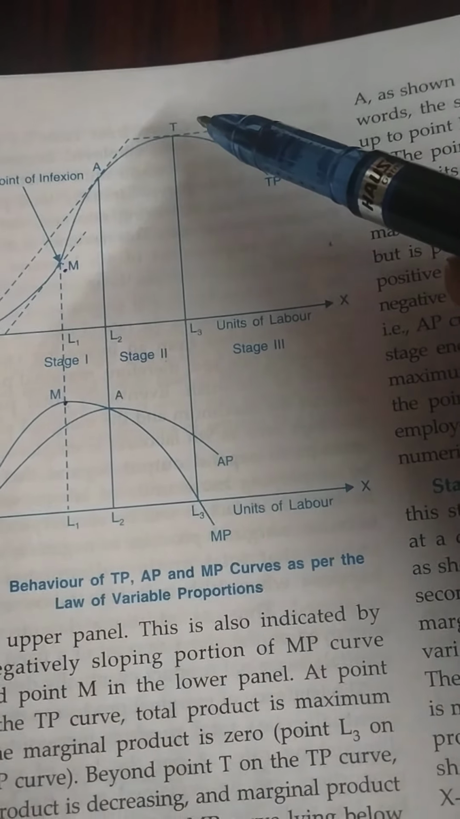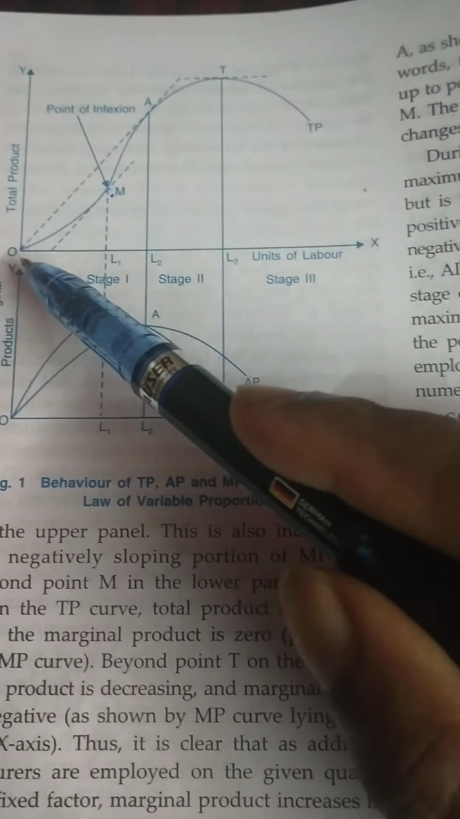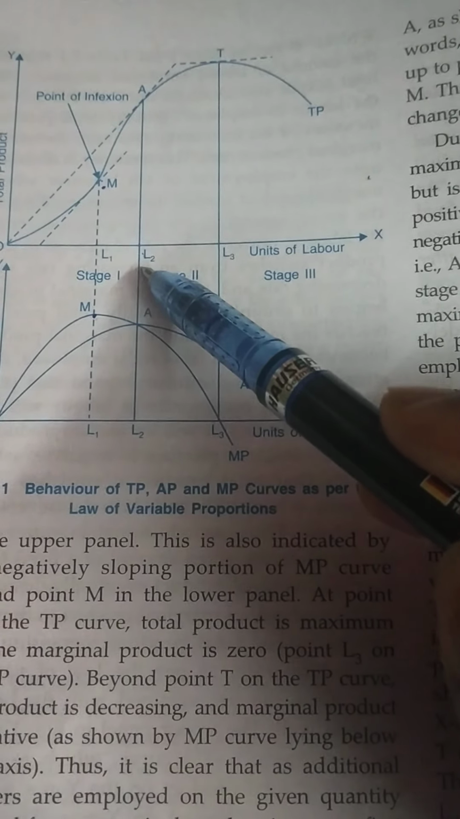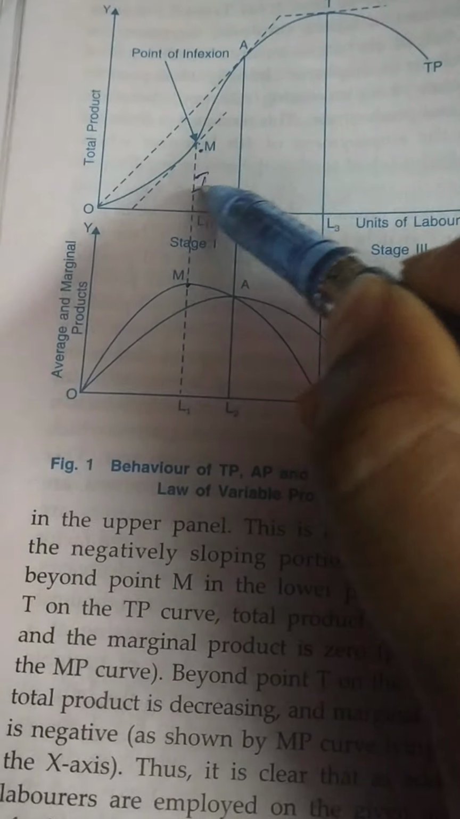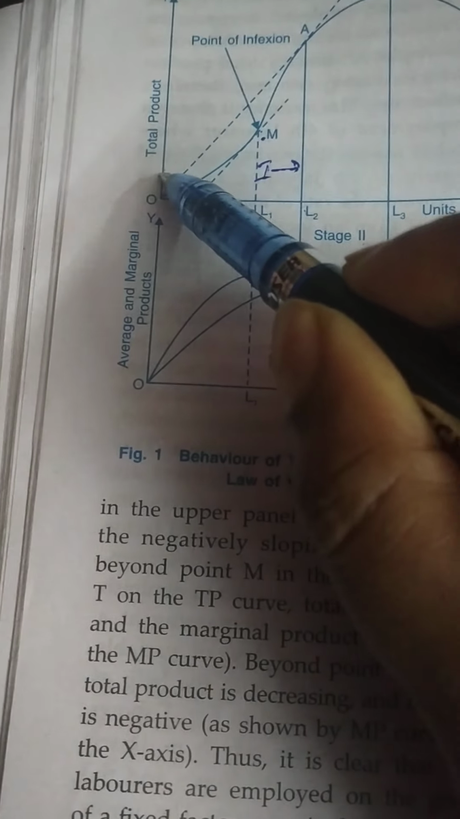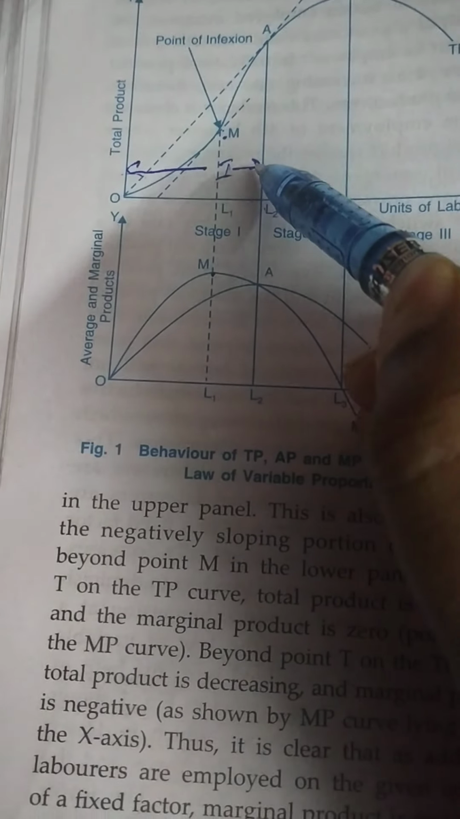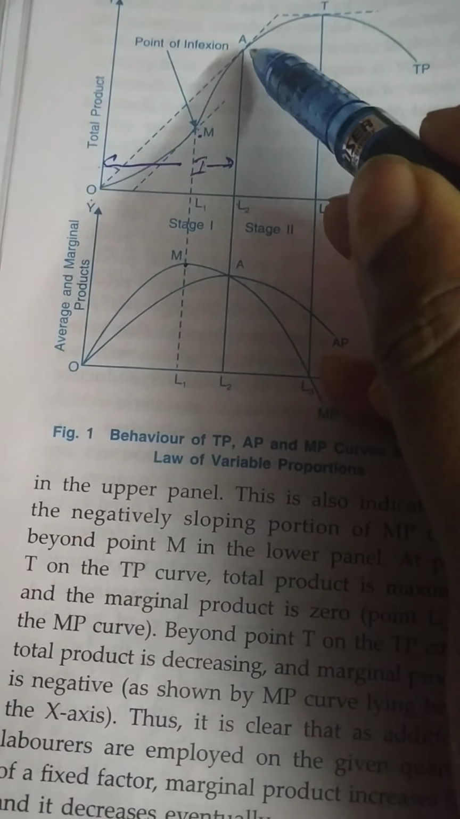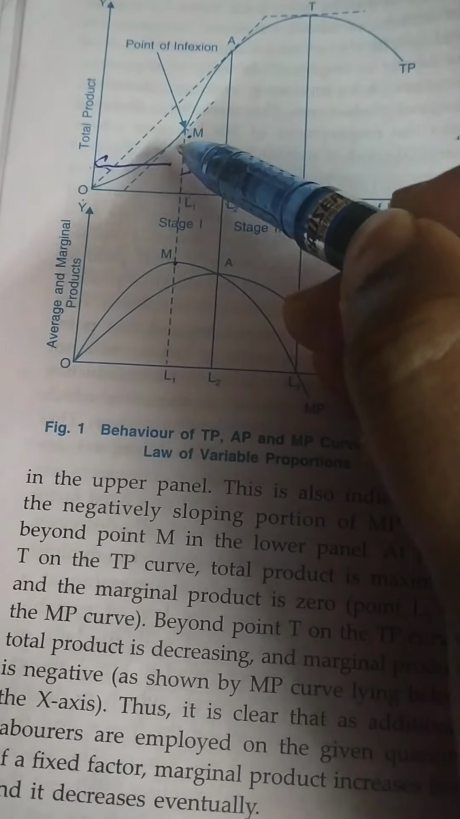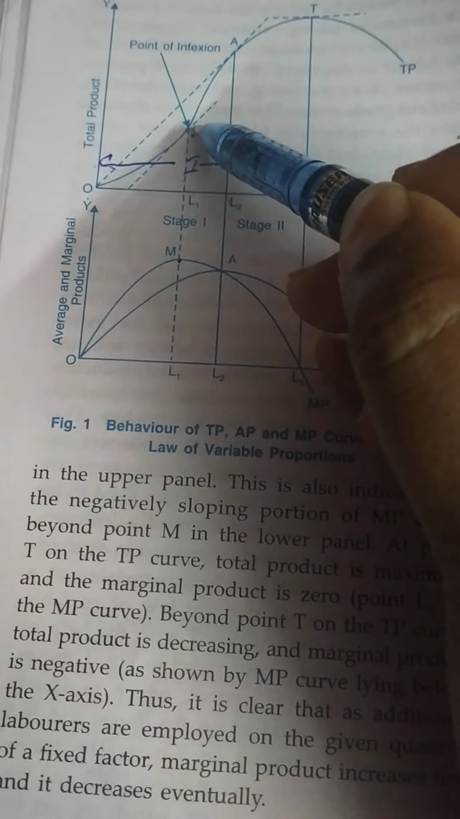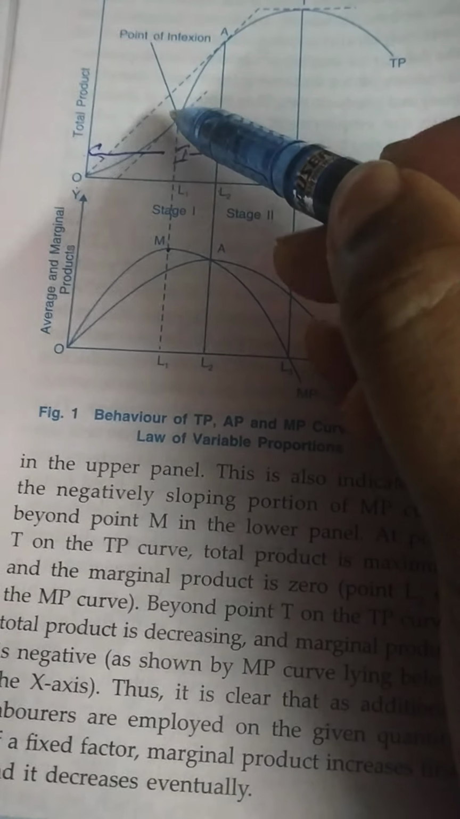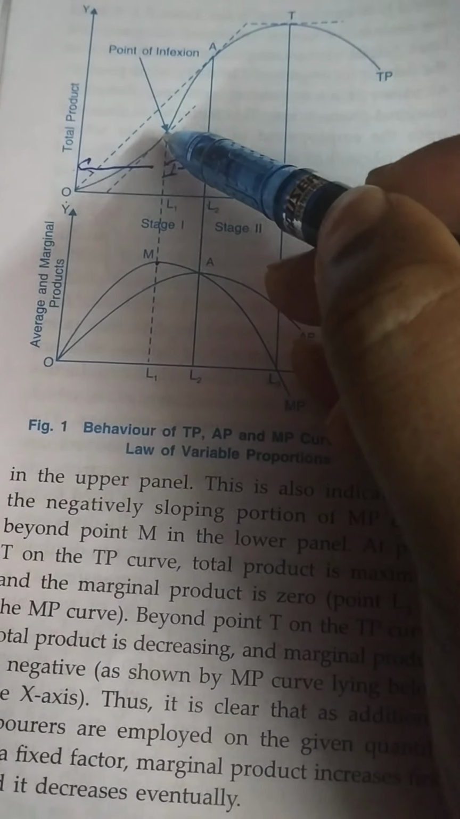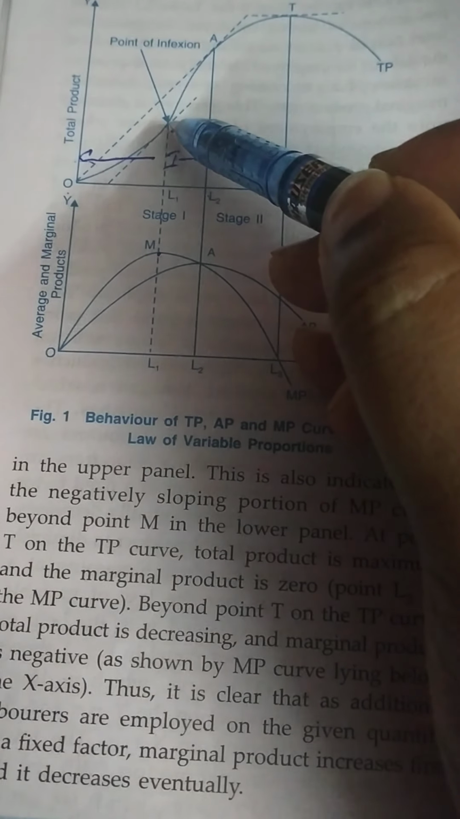Now the first stage, that is the stage of increasing return, will be from the point of origin till OL2 units of labor. That means till here. From here till here is the first stage. So from O to point A is the first stage, that is the stage of increasing return, where TP initially increases at an increasing rate till the point of inflection. Then between M and A, TP increases at a decreasing rate.